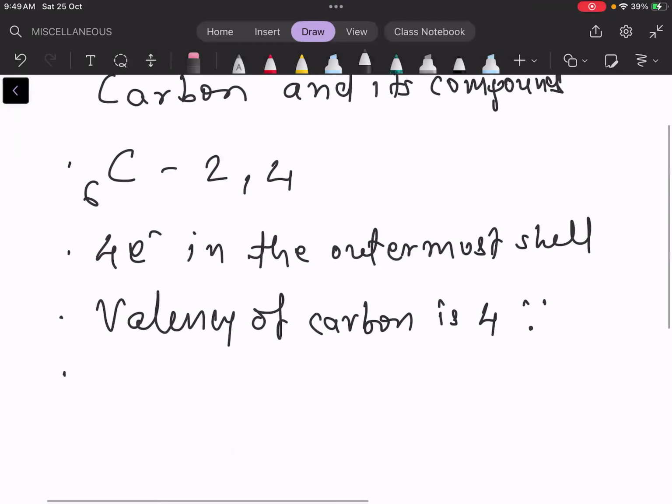So valency of carbon is how much? Now screen is shared. Is it visible? Yes, sir. Okay. So valency of carbon is 4.